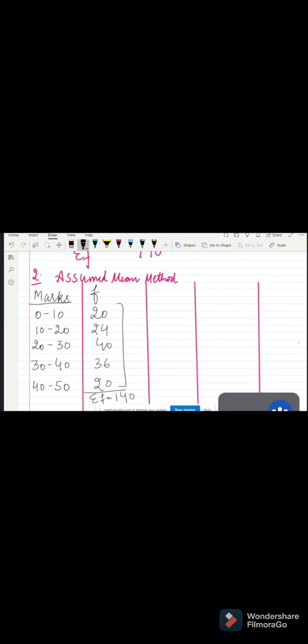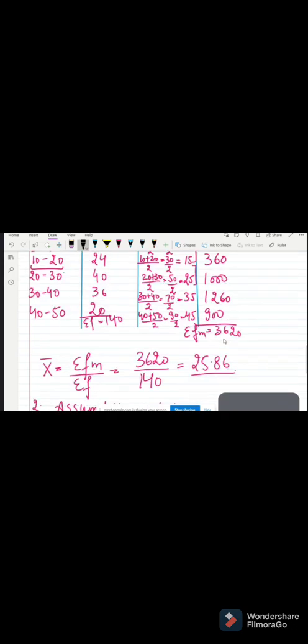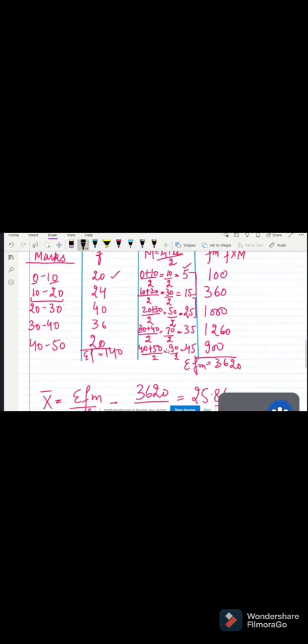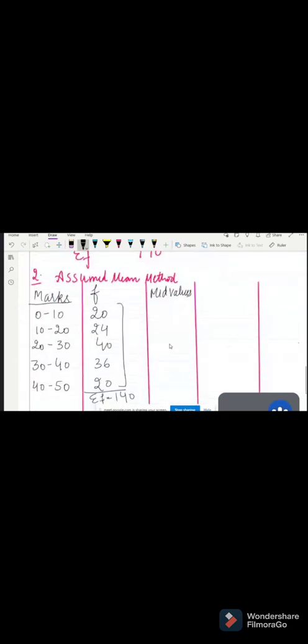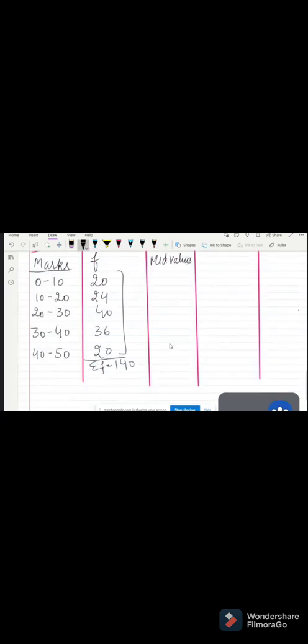In the assumed mean method you have to calculate deviations also, but this is a continuous series, so the first step is to calculate mid values. As we already calculated mid values in the direct method, just check it out: 5, 15, 25, 35 and 45, right? So mid values are the same because the question is the same.